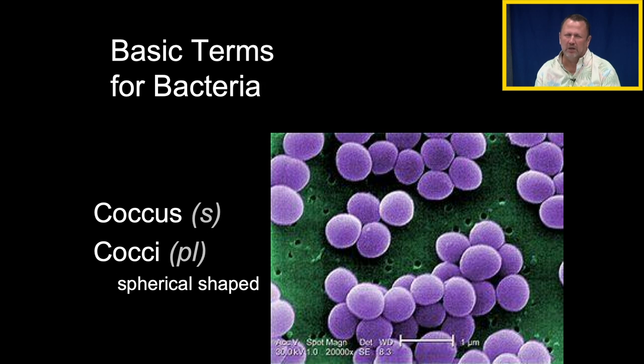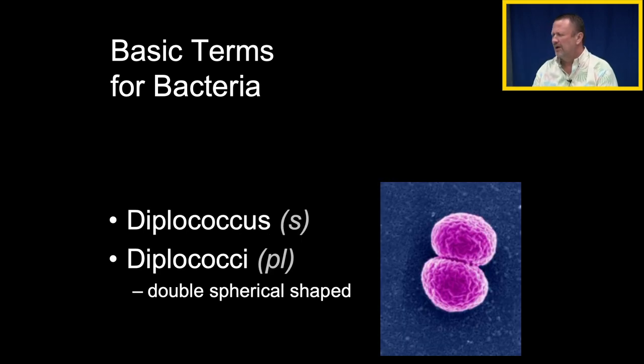Coccus is singular. Cocci is plural. And this comes from grapes. And so these look like little grapes under the microscope. And that's where those words come from. So we're looking at gram-positive cocci under the electron microscope right here. And they've been artificially colored to look this way. That's not a gram stain.